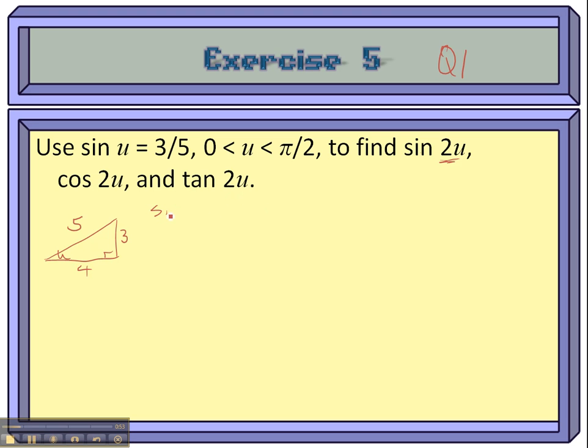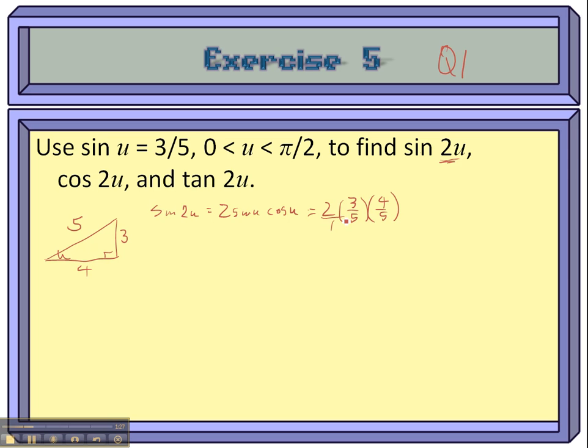The sine of 2u equals 2 sine u cosine u. So, if I want to find the sine of 2u, where sine u is 3/5, this will be equal to 2 times the sine of u, which is 3/5, times the cosine of u. So looking at our right triangle, cosine is adjacent over hypotenuse. That's going to be 4 over 5, times 4/5.